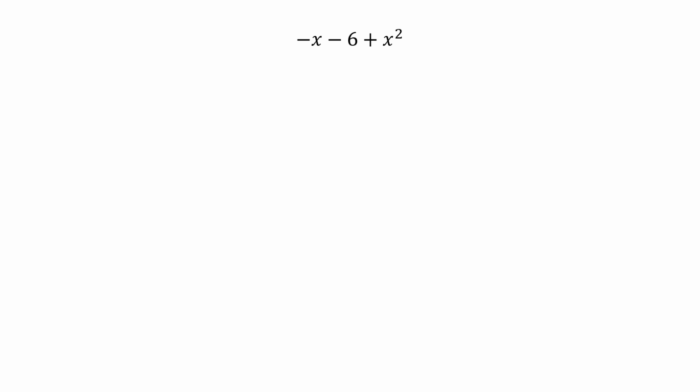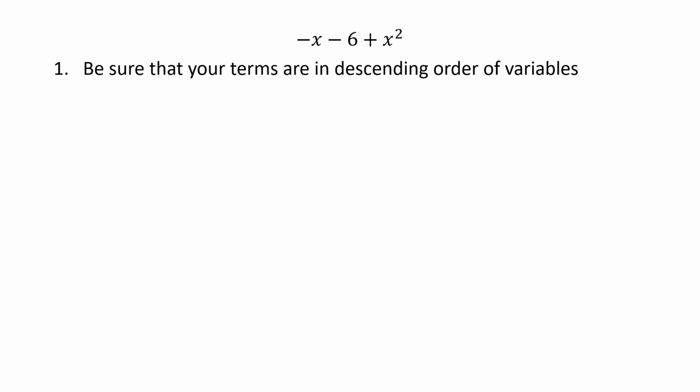All right, let's look at this one. Negative x minus 6 plus x squared. And instantly I can see there's an issue. The first thing I have to do is put it in descending order of variables: x squared, x, no x. The only thing you really need to pay attention to here is that whatever sign is in front has to stay with that term. So that minus has to stay with the 6, and the minus has to stay with the x. When I rearrange it, those signs stay with the term. So x squared minus x minus 6.